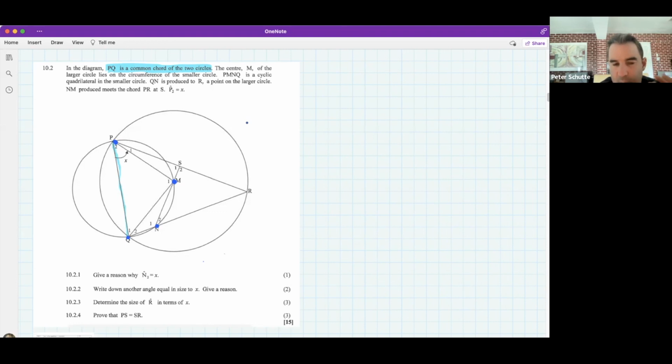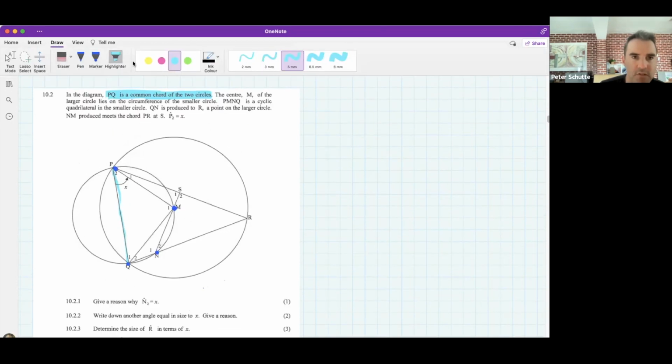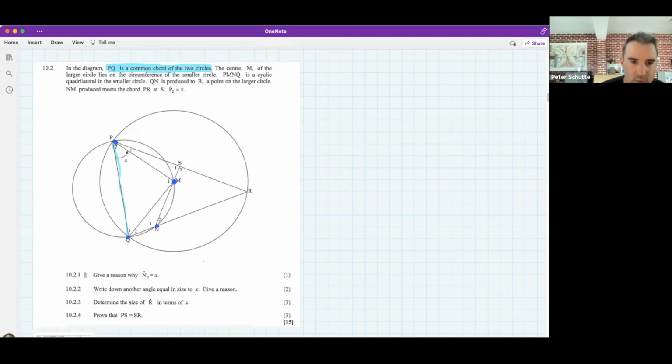So it feels like we're more living in group 1 and group 2 questions. So questions about circle in the center and cyclic quads are kind of where my brain is starting to go. But let's start the actual question. So as we do this, I want you to try and find me a reason why N2 is equal to X. So here is N2, and here is X, or P2. Why is N2 equal to X?